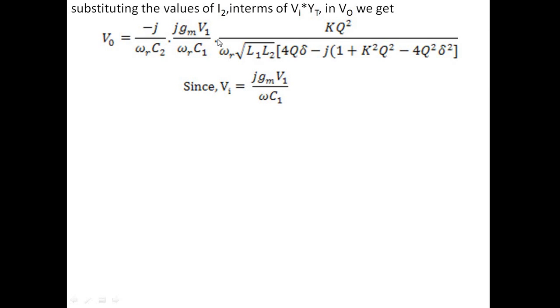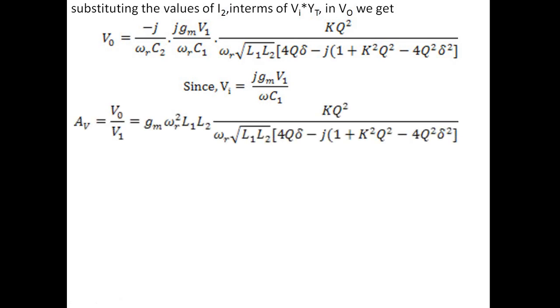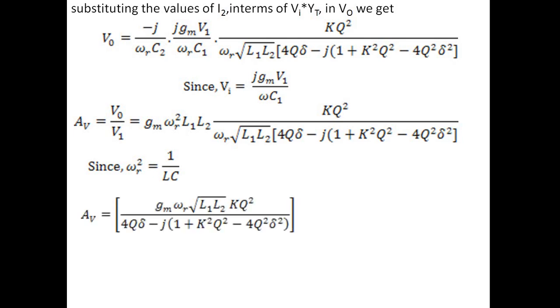We try to derive this voltage gain AV equal to V0 divided by V1, which is equal to Gm omega R square L1 L2 KQ square divided by omega R square root of L1 L2 into 4Q delta minus J into 1 plus K square Q square minus 4Q square delta square. We know this formula very well. This is from omega R equal to 1 by 2 pi root LC, and you try to substitute and simplify this.